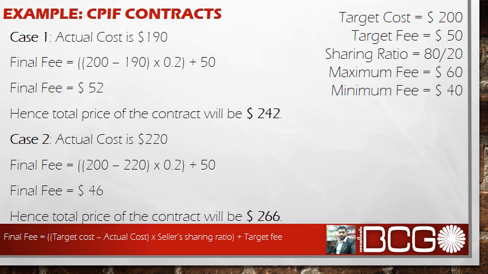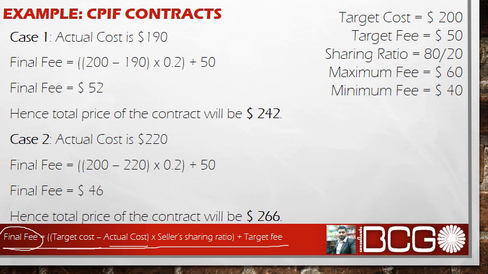So what is the formula which we will be using? Here you go. To calculate the final fee, you will be using this formula: target cost minus actual cost, into the seller's sharing ratio, plus target fee. We will use this formula to calculate the final fee for the supplier. And this final fee will help us to calculate the final price of the total contract.